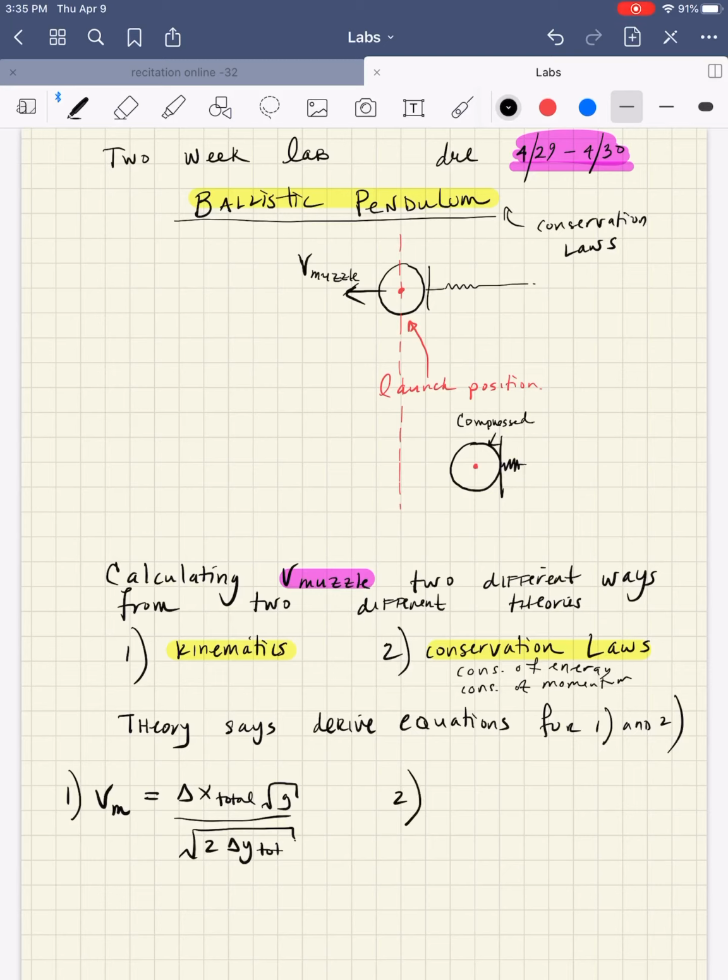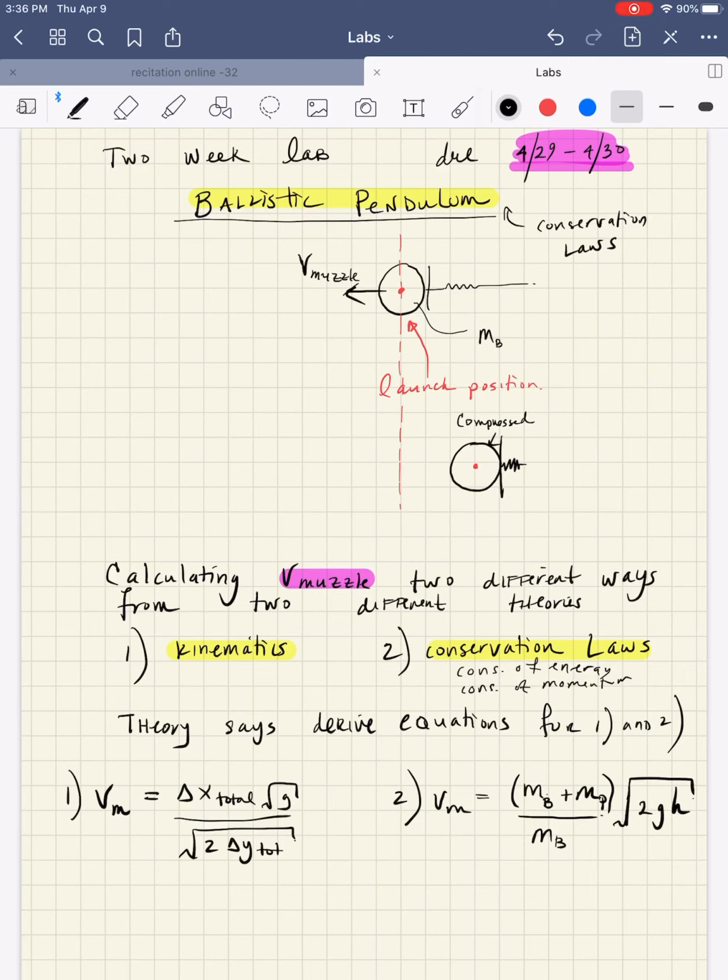Your second equation, coming from the conservation laws, you'll be calculating V muzzle, and you'll find it to be the mass of what we call the bullet. It probably takes a little bit of explanation, but here the mass of the bullet would be our little cannonball. Mass of the bullet plus the mass of the pendulum, I will be describing what the pendulum is later on when we talk about the ballistic pendulum portion, all divided by the mass of the bullet times the square root of 2gh. H is the height that the pendulum travels through.